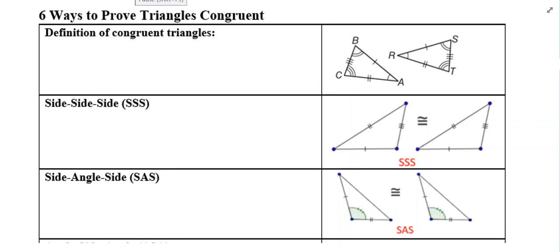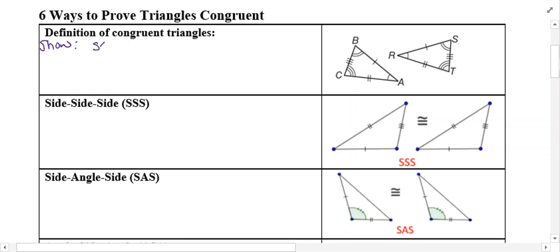Units 4.4 and 4.5, proving triangles are congruent. We have 6 ways to prove triangles are congruent. In 4.3, we did it using the definition of congruent triangles, where we had to show the following.